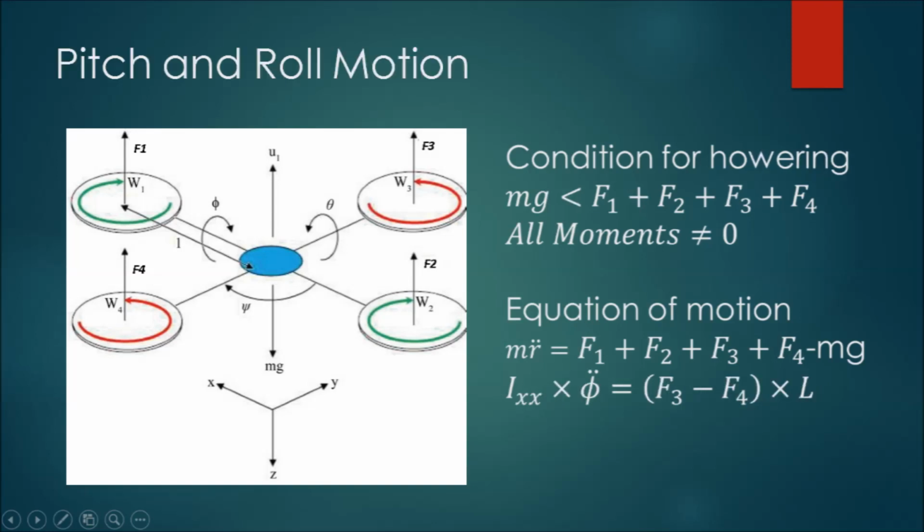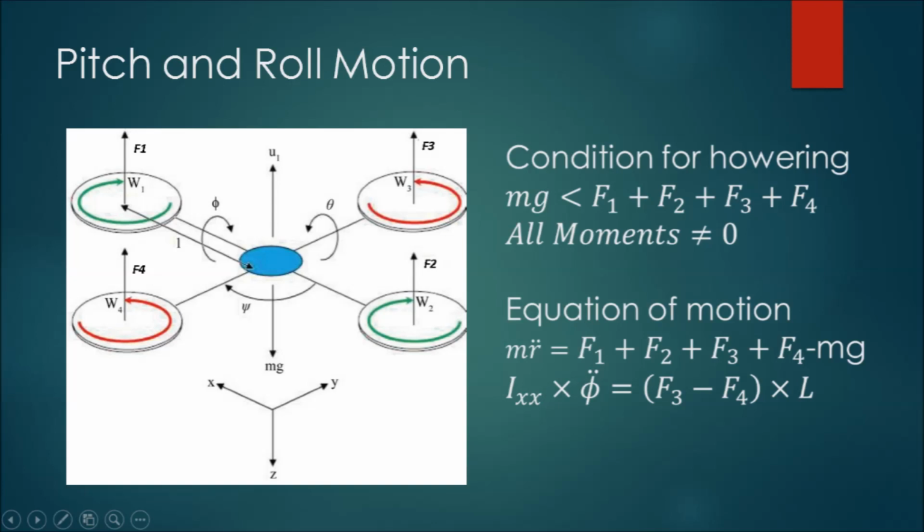Pitch and roll motion is the rotation of the quadcopter about a horizontal axis. In this condition, the opposite pair of propellers produce unequal force, which causes a net non-zero moment. This causes rotation of the quadcopter about the horizontal axis.